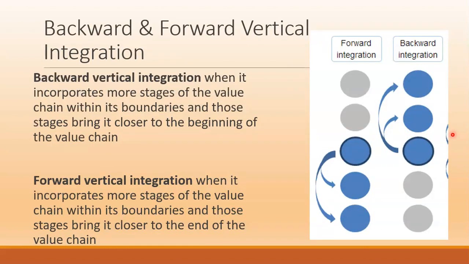So we have two types of integration. We have backward and forward, or some text or video you watch call it upstream or downstream. But the correct words are backward and forward integration. Backward vertical integration is when the firm incorporates more stages of the value chain within its boundaries, and those stages bring it closer to the beginning of the value chain. Now the beginning of the value chain is the raw materials.